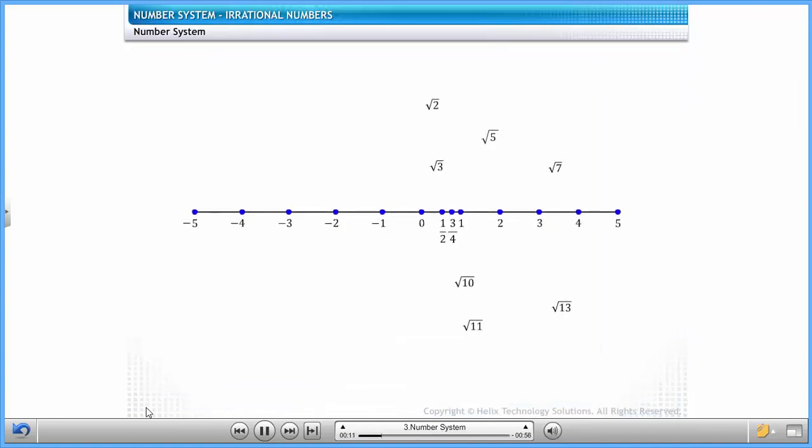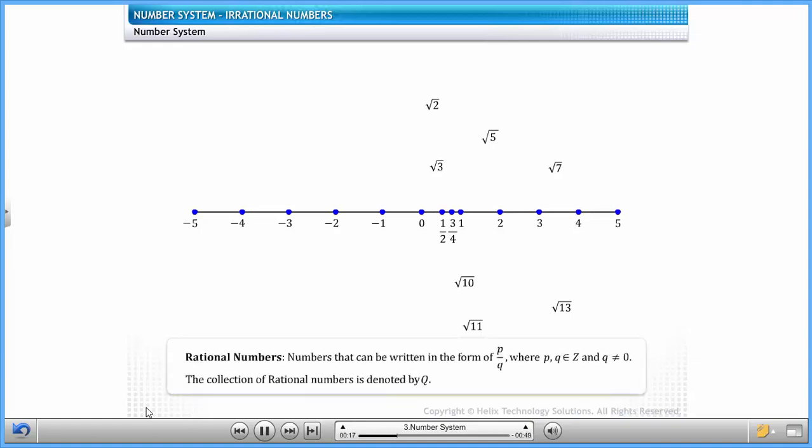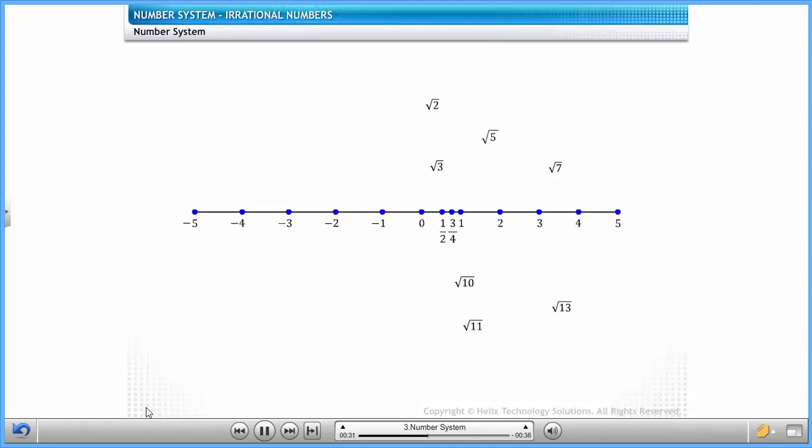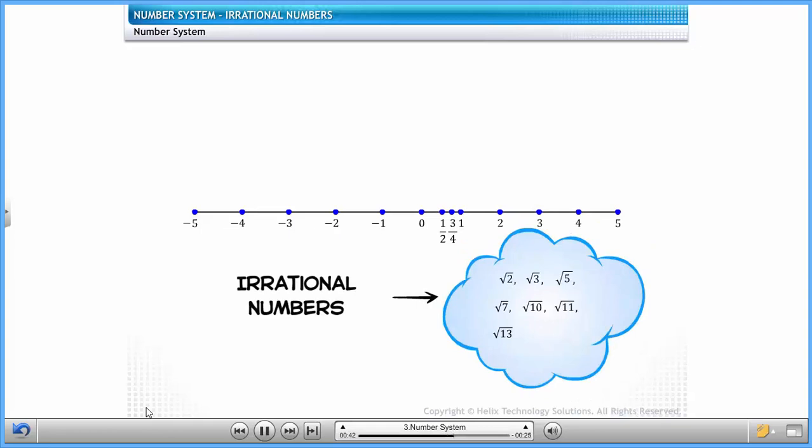To understand an irrational number, we'll recall the definition of rational numbers. Numbers that can be written in the form of p upon q, where p and q are both integers and q is not equal to 0, are called rational numbers. The collection of rational numbers is denoted with the letter Q. Now, let's consider the numbers that are remaining. Can these numbers be expressed in the form of p upon q? No, none of these numbers can be written in the form of p upon q.